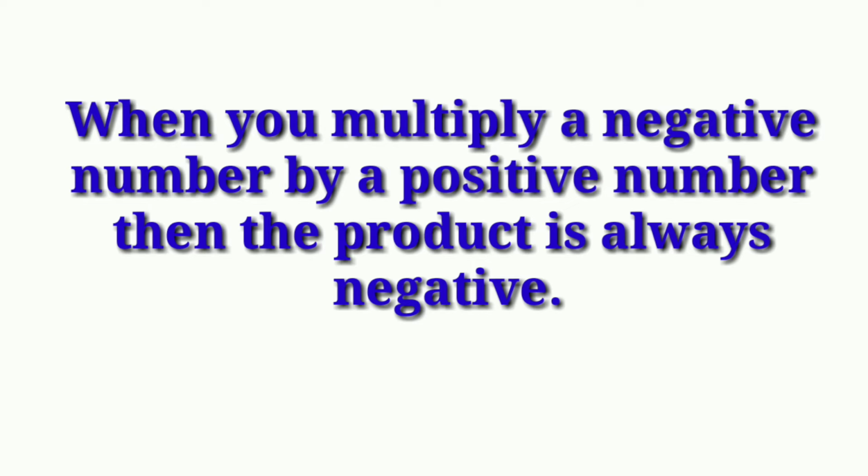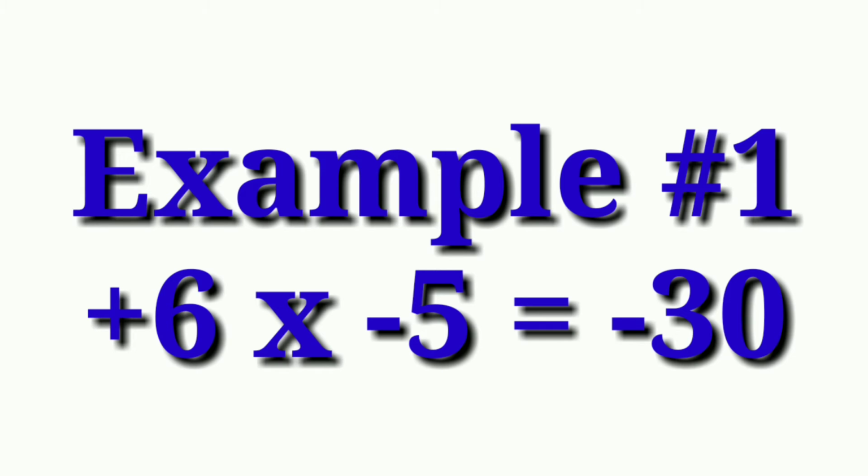When you multiply a negative number by a positive number, then the product is always negative. So if we're multiplying different signs, the product is always negative. Different signs is always negative. So we now proceed to our examples.